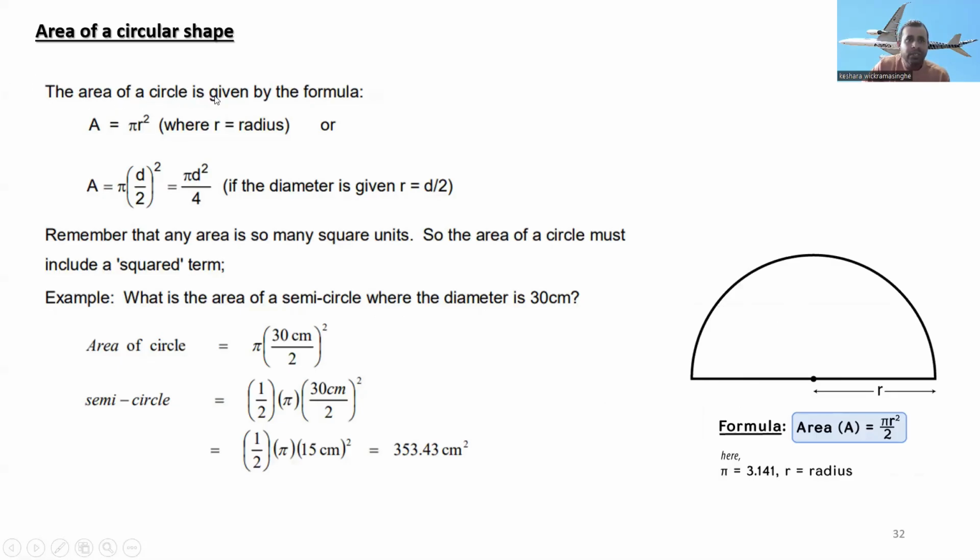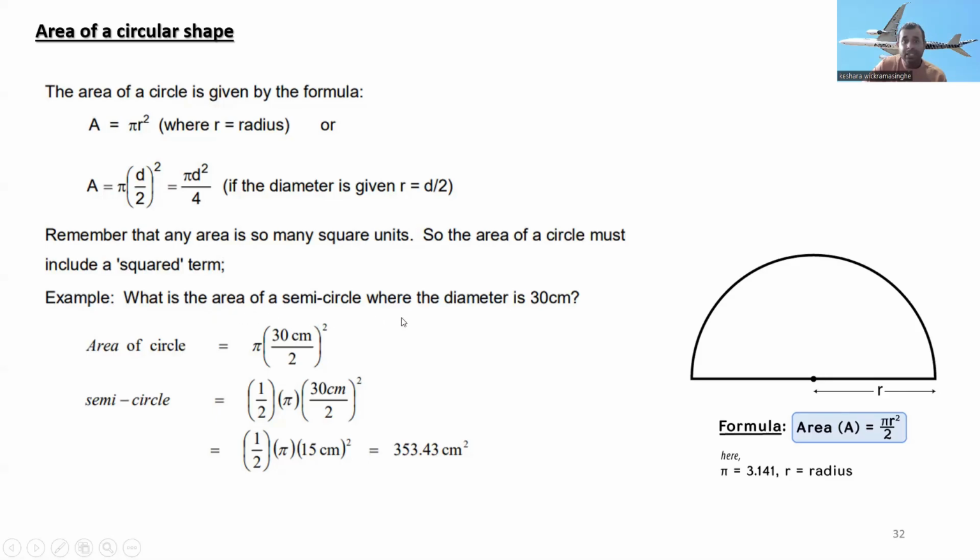The area of a circle is given by a formula. How do we find the area of a circle? We find it by A equals π r squared, where r is the radius, or A equals π (d divided by 2) squared, which is A equals π d squared divided by 4, since r equals d divided by 2. Remember that any area is measured in square units, so the unit of a circle's area must include the square term.